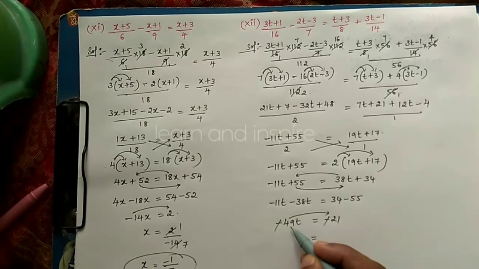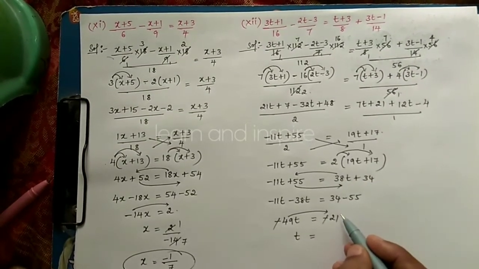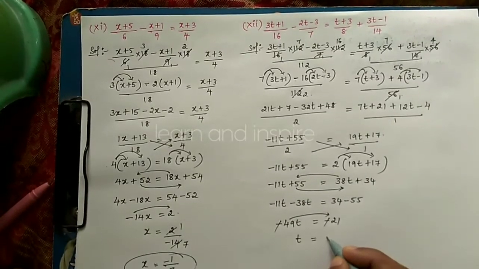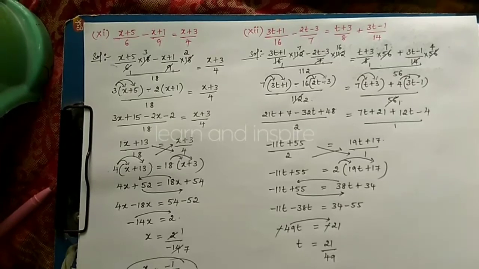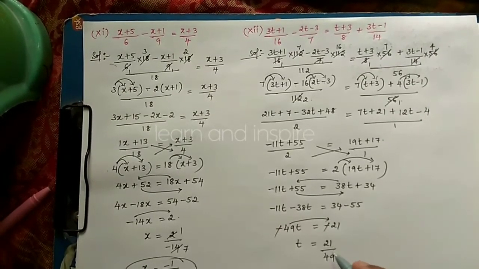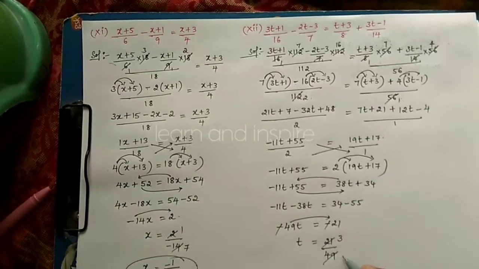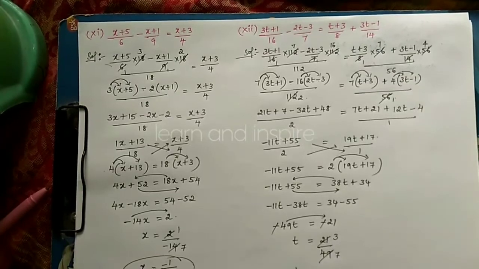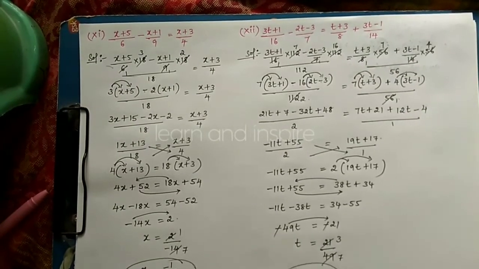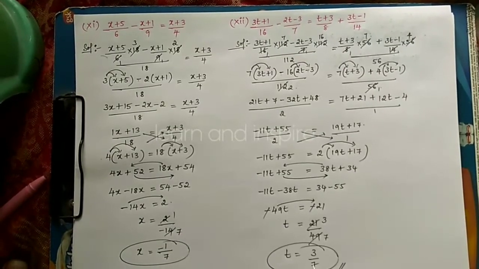Now transpose this 49, then we can find the value of t. So 49 is on multiplication. If I transpose this multiplication to the RHS, it becomes a division. Then we get t equals to 21 by 49. So 21 by 49 we can cancel with the 7. 7 threes are 21, 7 sevens are 49. The value of t is 3 by 7. Okay, t equals 3 by 7.